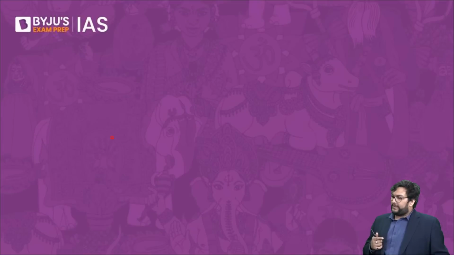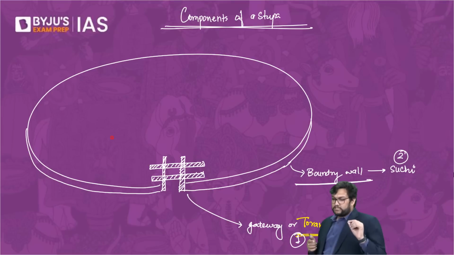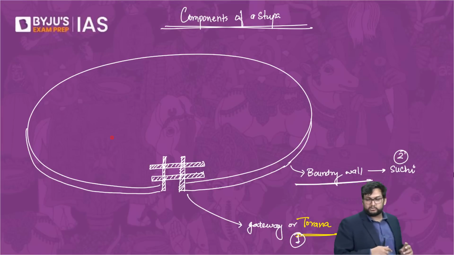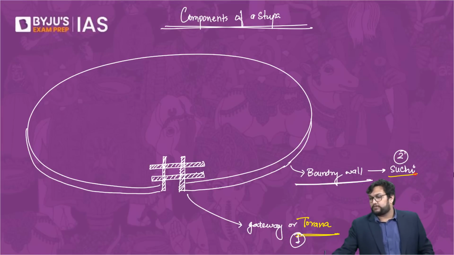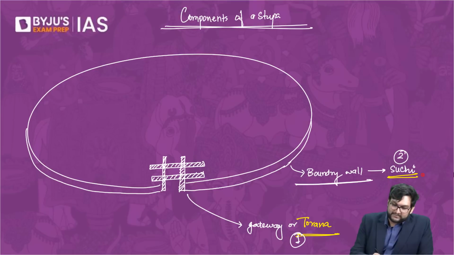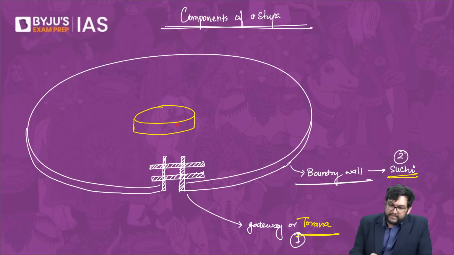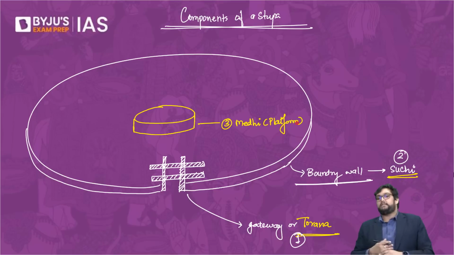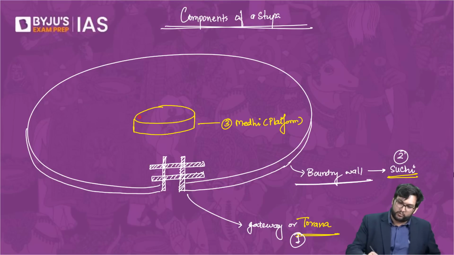Now let's go back to the concept itself. We've discussed 2 points, which is suchi and toran, the two words which we have talked about. Now comes the main structure, which is made on a platform, and this platform is called Medhi. On the Medhi, you have the most prominent and most known structure of the stupa, which is called the Anda.